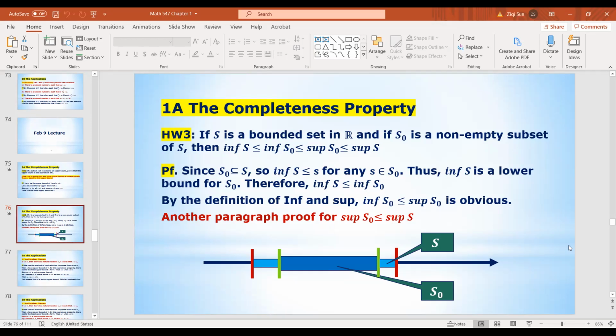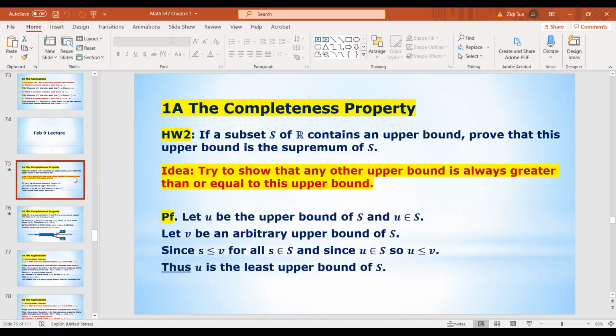Now, one basic thing: you need to understand everything that has been covered in chapter 1, okay? Here, I just remind you of a couple of homework problems, like number 2, showing that if a subset S contains an upper bound, then this upper bound has to be the supremum of S. A problem like this would be a good problem for the quiz.